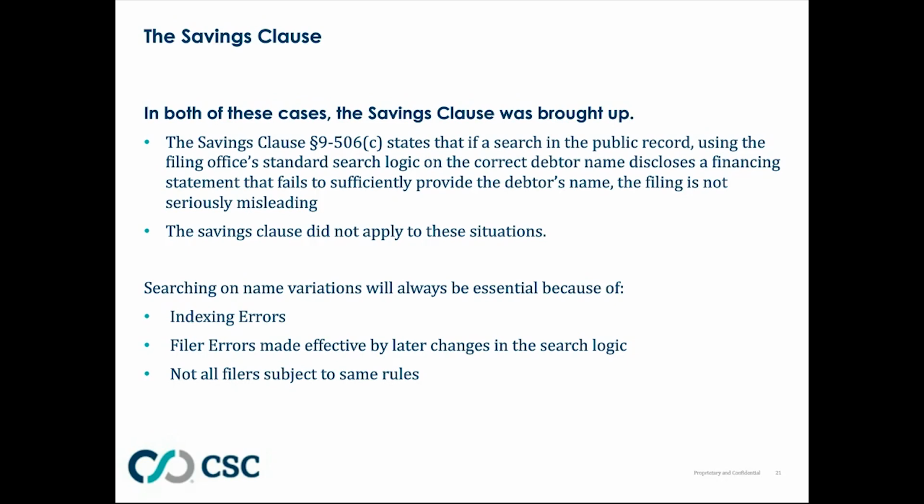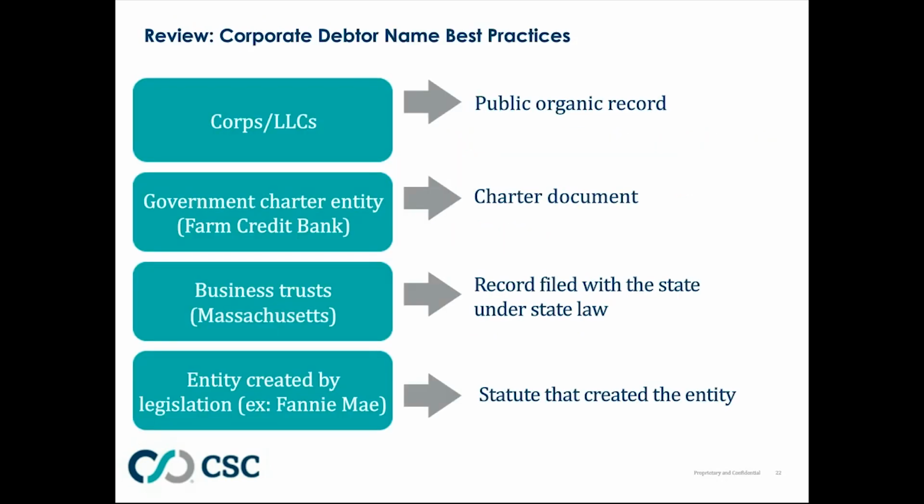Next up is to review corporate debtor name best practices. As far as verifying the corporate debtor name, you have a list of different entities here, and also where you want to search. The first one is corporations, LLCs. That seems to be a really popular one among the four here. There you'd want to start at the public organic record. You want to search at the public organic record with the articles of incorporation search.